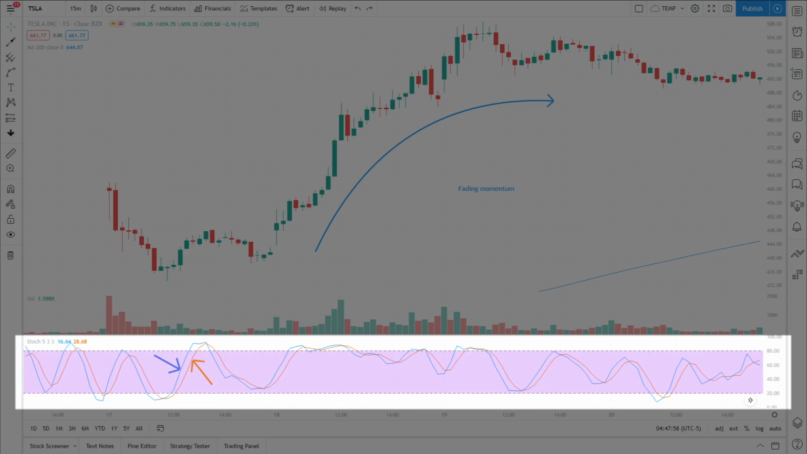In traditional use, a reading of 80 or higher is considered overbought and a reading of 20 or lower is considered oversold. However, as we will explain in this video, there is far more to the stochastic than simply generating overbought and oversold signals. Before we get into how the stochastic indicator works and the best ways to use it, we must first establish an understanding of price trends, waves, and cycles.